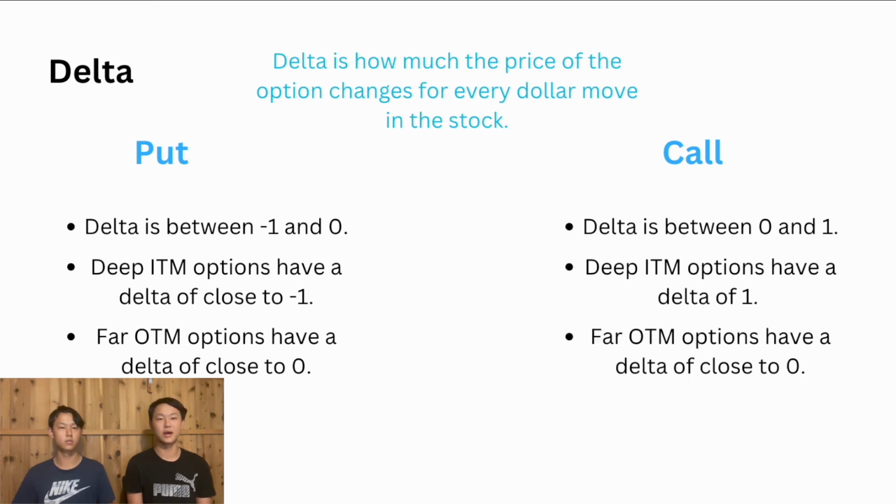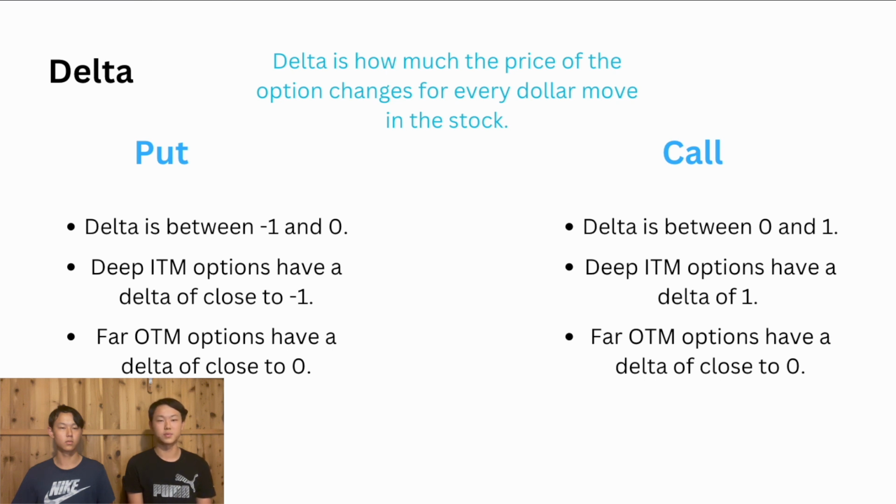For example, if I own a call option with a delta of 0.5, and the price of the underlying stock increases by $1, then the price of my call option will increase by 50 cents. If the price of the underlying stock decreases by $1, then my call option will also decrease by 50 cents.